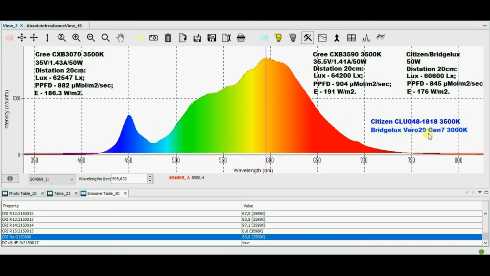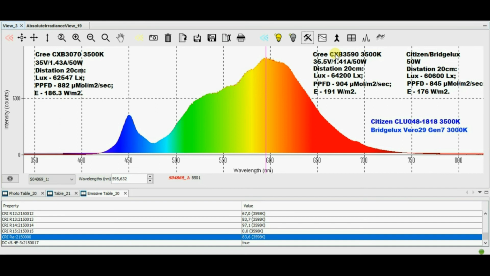The parameters of these LEDs and the LED Cree CXB3590 are compared with the values obtained for the LED Cree CXB3070. Equal operating conditions were chosen for all these LEDs, 50 watts and the same measuring distance of 20 cm from the phosphor of the LED arrays. As you can see, the parameters of the LED arrays CXB3070 and CXB3590 don't have a big difference from each other, in favor of the LED CXB3590, 892 against 904 micromoles. It is important that the LED 3070 generates more photons than the LED Citizen and Bridgelux.